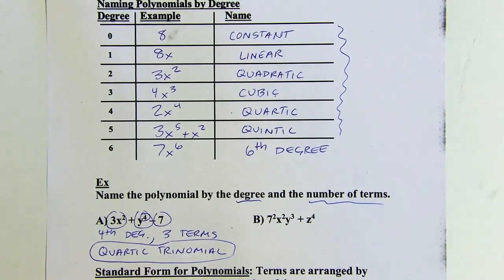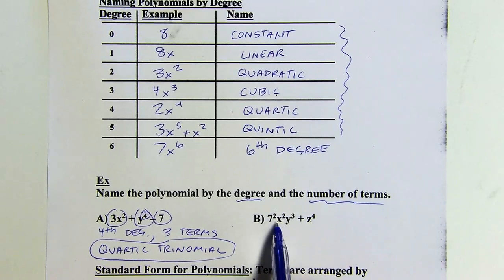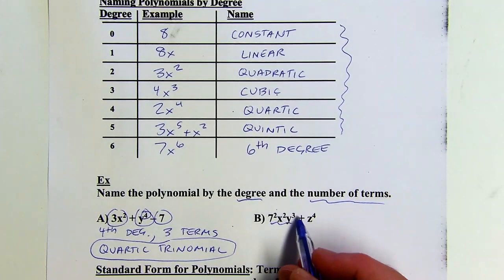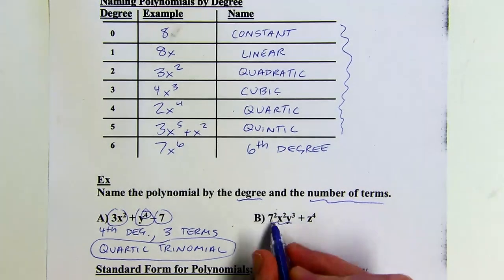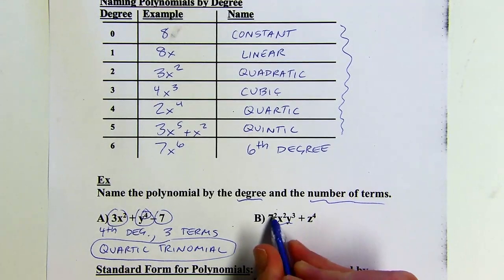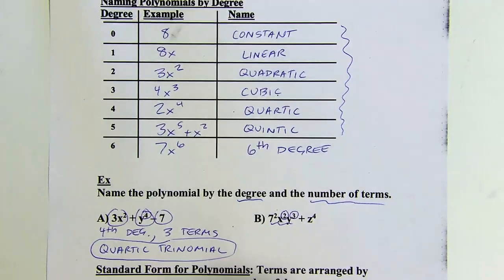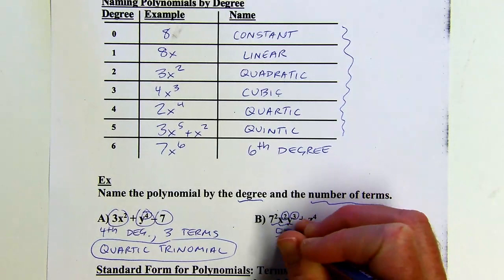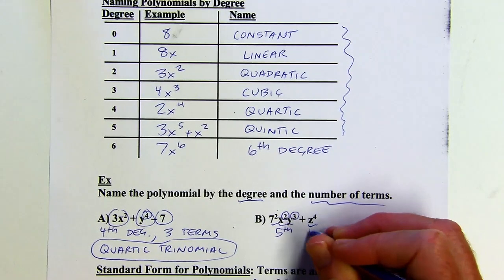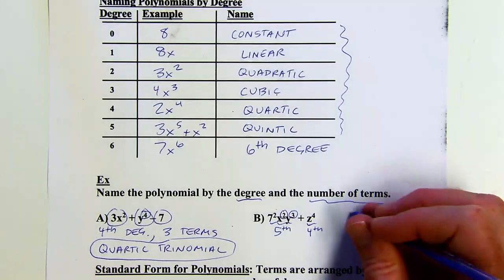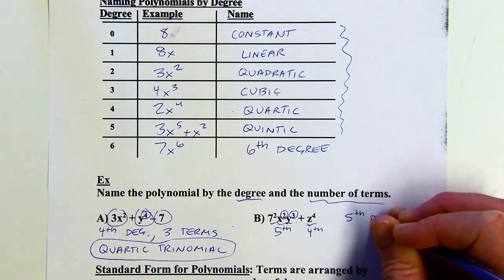Okay, and then let's find the degree here. Looking at the degree of this, it's tempting to say, oh, 2 plus 2 plus 3, so that would be 7. But we don't want to use that first 2 because 7 to the 2nd is just 49. We only want to use the exponents that are attached to variables. So this part is 5th degree. This part would be 4th degree. So that means this whole thing is going to be 5th degree.